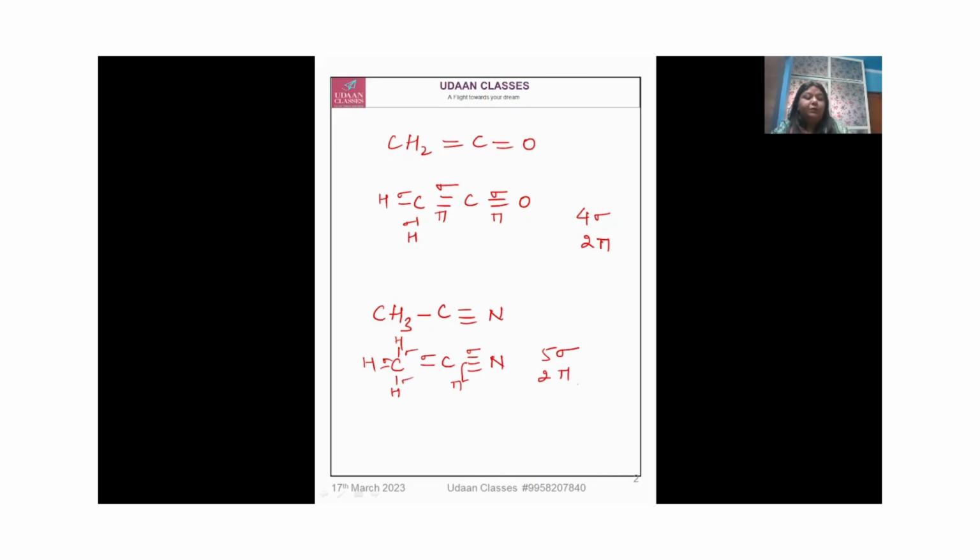So let's move on now to how to write the structures of carbon compounds. Dear students, you can represent the structure of carbon compounds in 3 different ways. First is writing structural formulae.